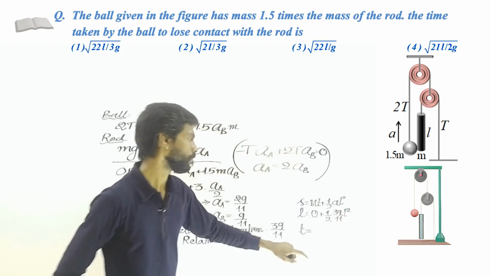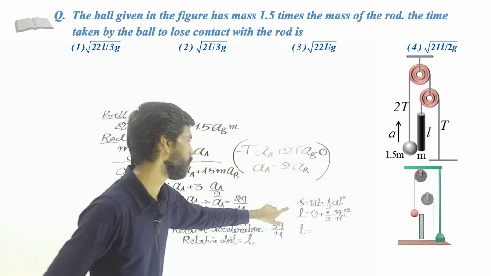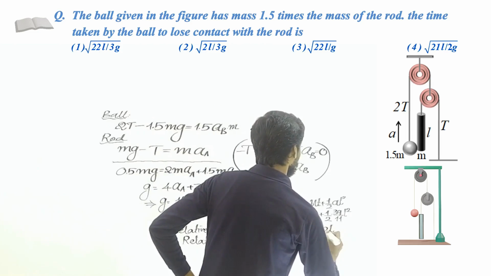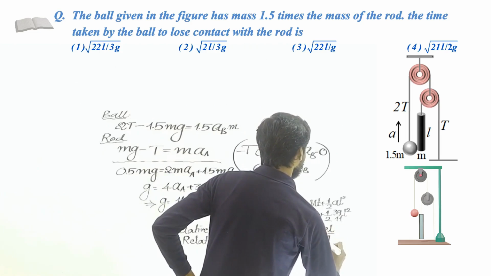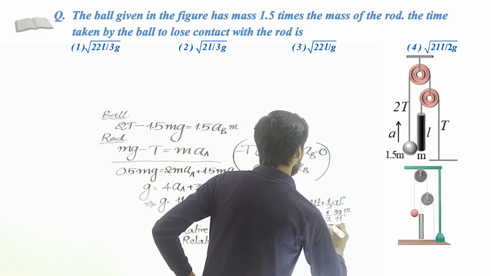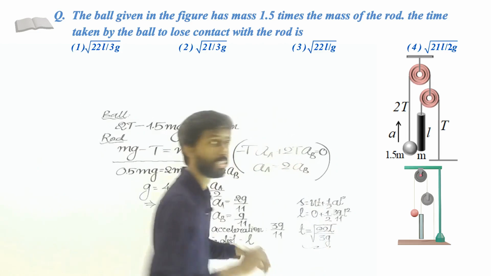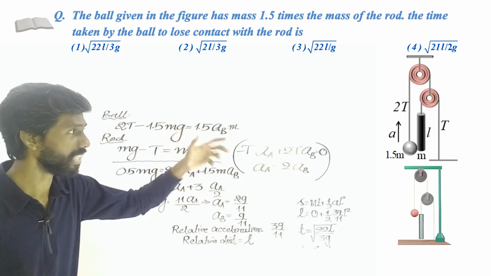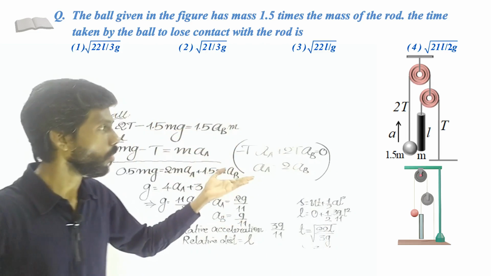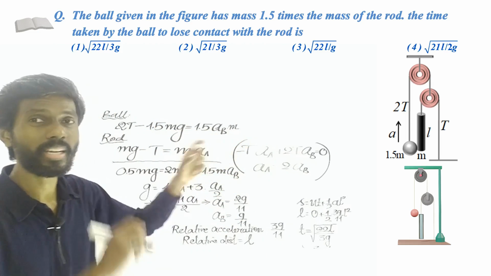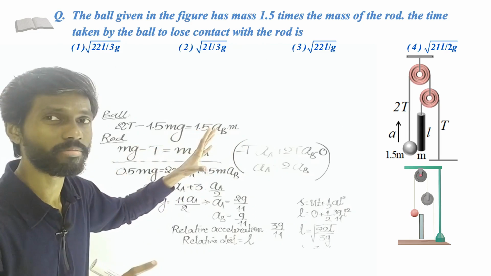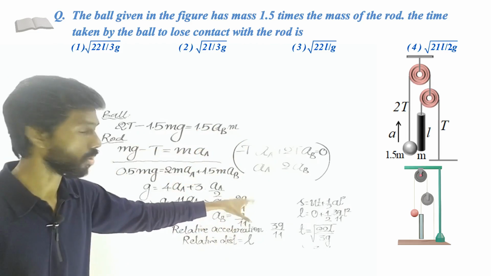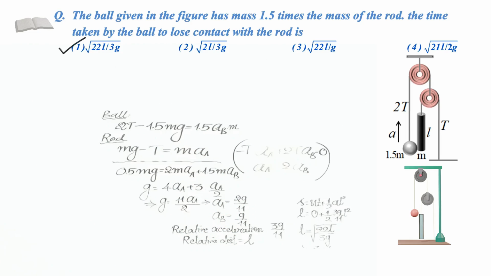So what do you get? This is 22L divided by 3g. So square root of that is our required time taken for the ball to reach the top. That means the relative distance covered is L. When it reaches the top of the rod, they lose contact, right? So that is the time taken, which is the square root of 22L by 3g. So that is the answer.